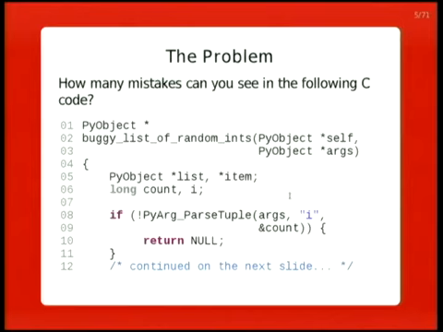So let's create a new Python method in C we'll call buggy list of random integers. Although they'll actually be random longs because this is Python 3, but you'll see that in the next slide. We declare it, it takes self and some args, it returns another PyObject star. We declare some variables, some temporaries, and a long, count, and i value.